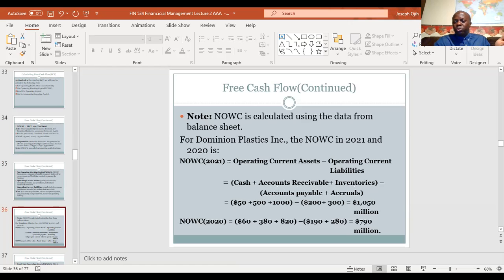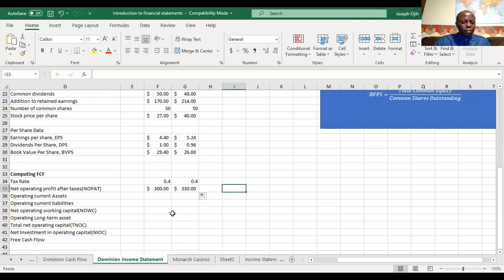So I'm going to go to the balance sheet, get that information and transfer it so that we can calculate the net operating working capital. Let's go to the balance sheet of this company and get those operating current assets and operating current liabilities. So I'm going to take you there. The balance sheet is here.